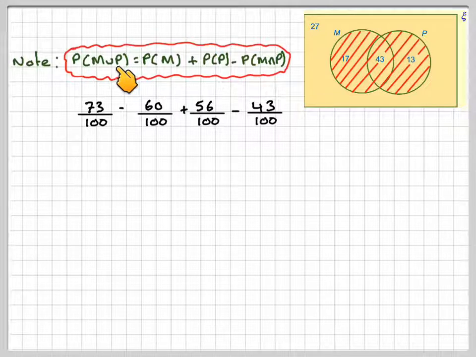That will give me 73 out of 100. So this formula is also important, and therefore if the events are not independent, you work out the probability of M intersection P by using this formula here, by making this the subject.